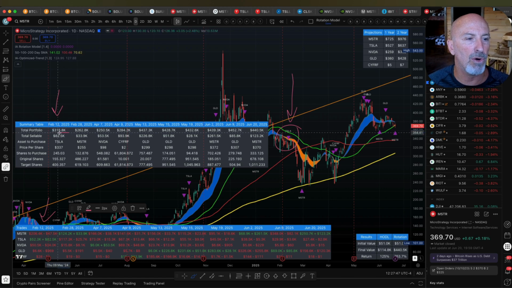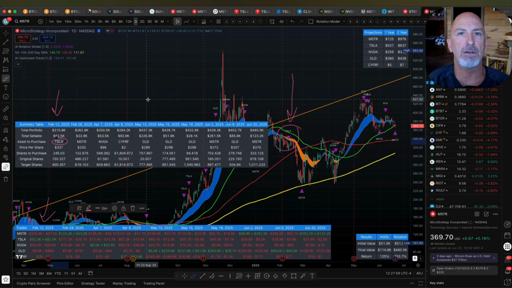$315,800. The total amount that you have sellable is $82,500 at the time it tells you to purchase Tesla. Why do I say that the total amount sellable is $82,500? That is based on all of those things that you put into the model when you said I'm willing to sell 25% of my MicroStrategy, 25% of my Tesla, 40% of I think it was NVIDIA, 75% of my gold, and 80 or 90% of my Sol strategies.